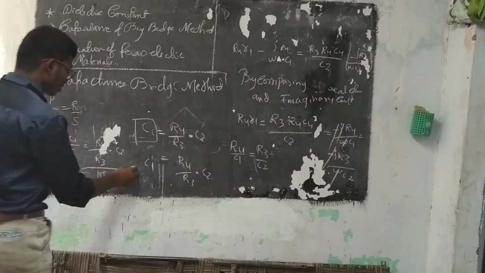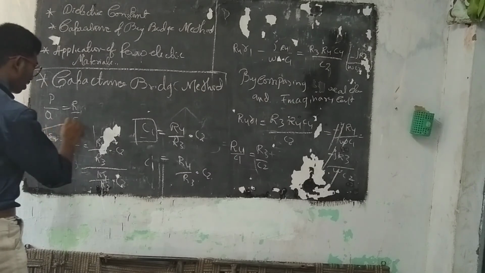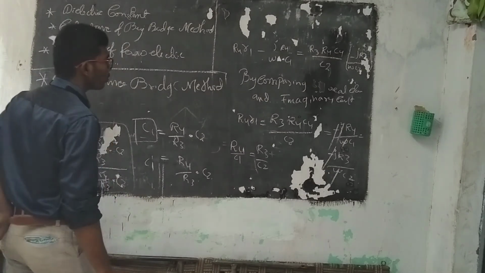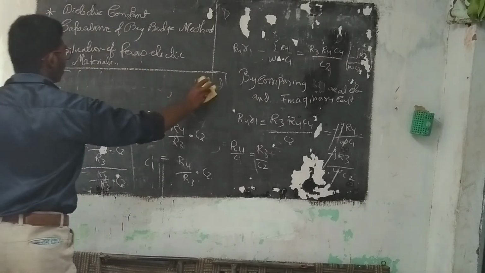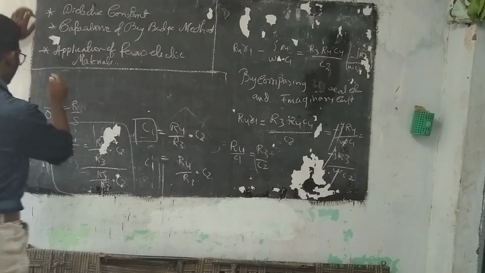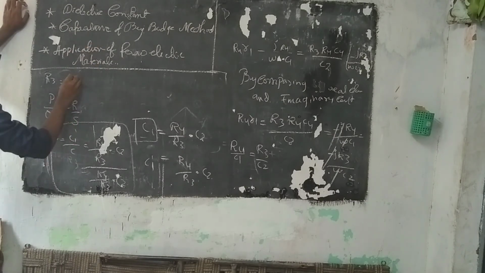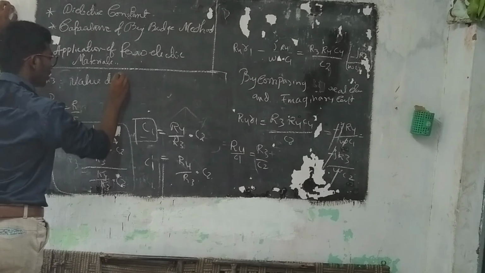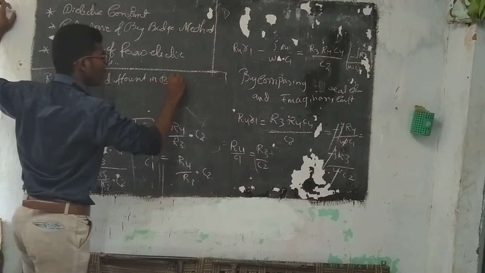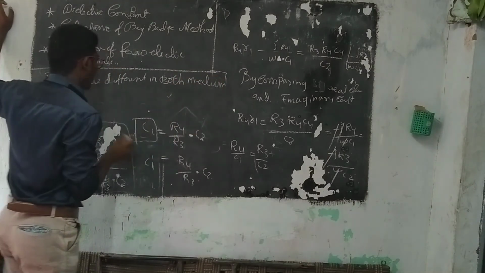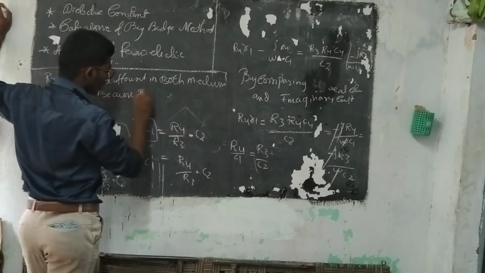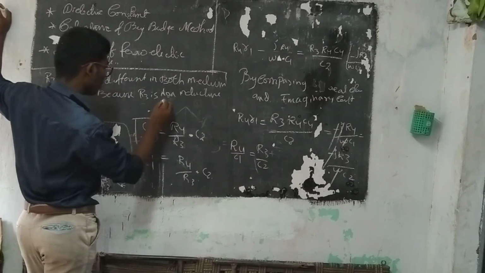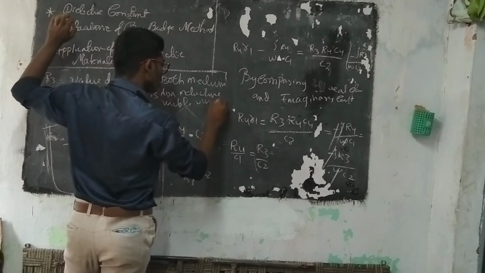Now let us take it. We'll get same value. So no problem. We'll just make a ratio and we'll leave it there as the answer. Next, here R3 will be different in both the media. Next, R3 value differs in both the media because R3 is a non-inductive variable resistor.